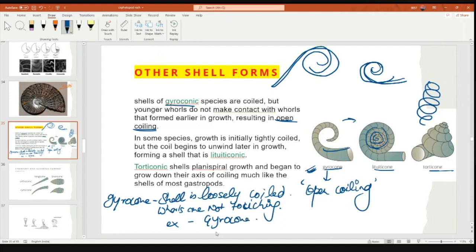Okay, this is gyroconic. Sorry, this is a gyroconic shell. The shell is loosely coiled. Walls are not touching each other. The example is gyrocone.